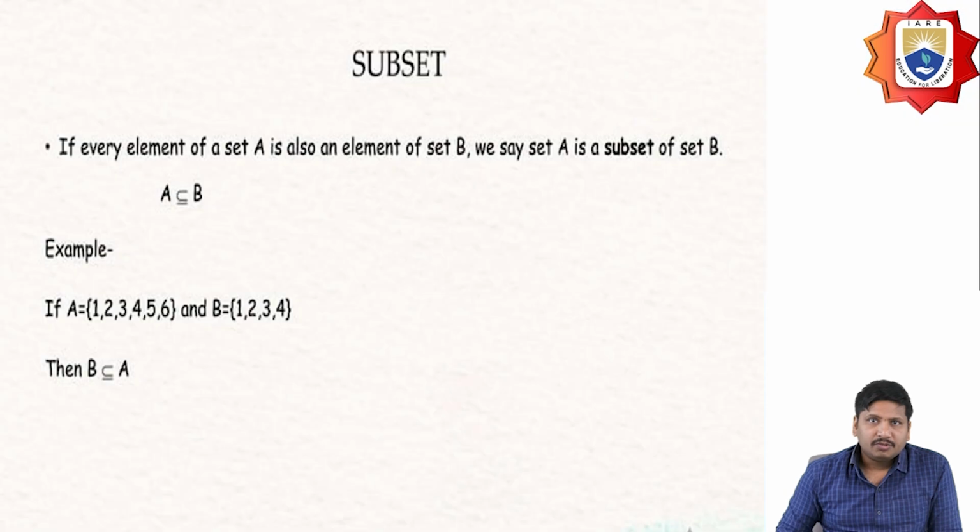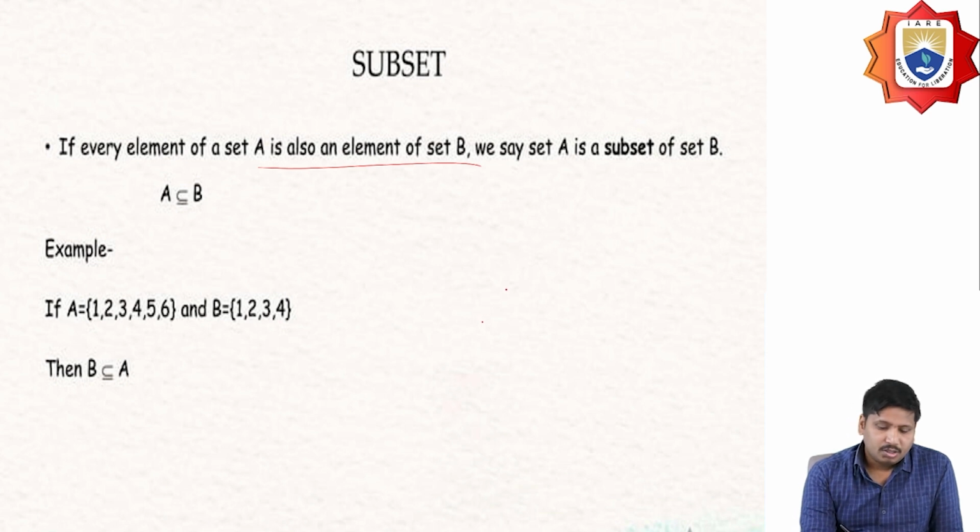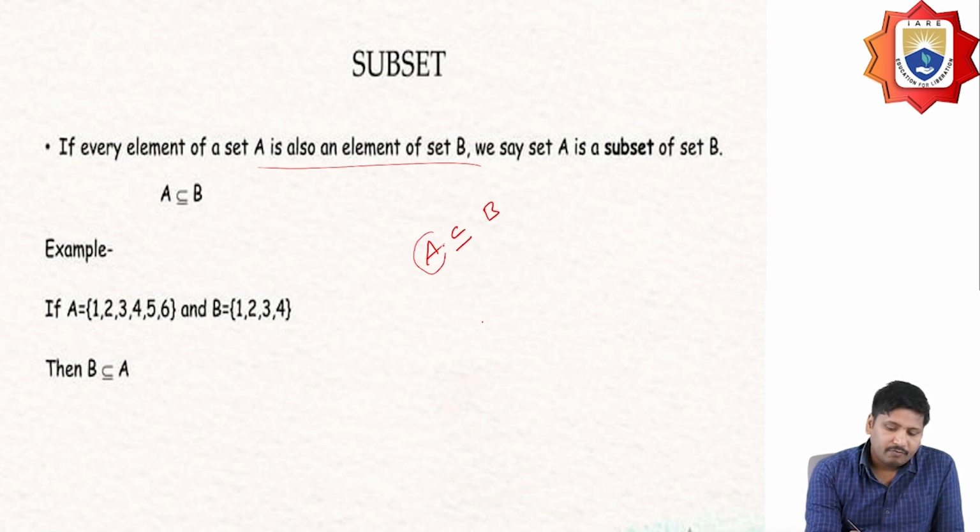Under types of sets, the first is the subset. If every element of A is also an element of B, then we say that A is a subset of B. How can I represent it? A subset of B. That means every element of A should also be present in B, and then I can write A subset of B.